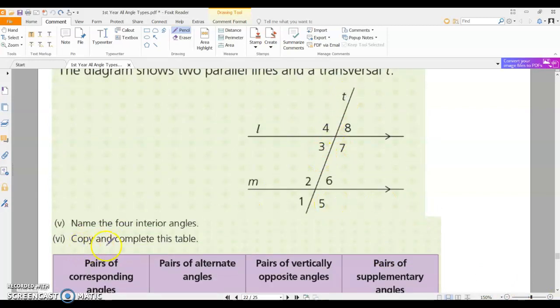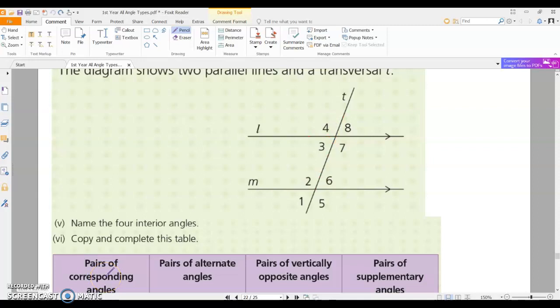On this diagram here, let's find a pair of corresponding angles. So corresponding angles is your F shape. I'll start off by finding maybe one of the harder F's to find. So let's say the kind of upside down and backwards one is that F there. So 4 and 2 are a pair of corresponding angles. Okay, so down there at the table, you'll write 4 and 2.